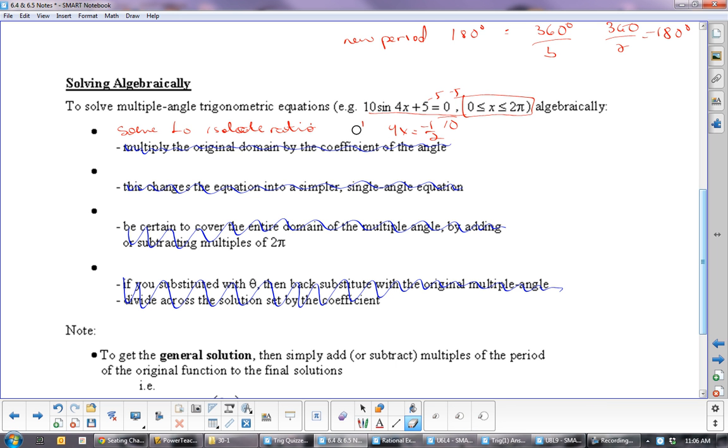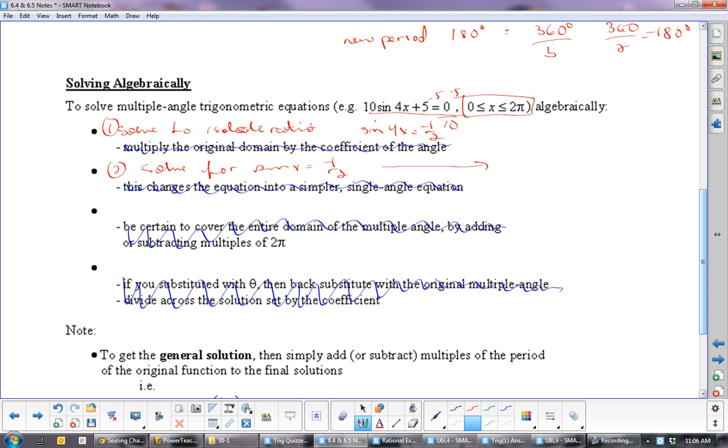Did I just write tan? What are we doing here? Sine 4x equals negative 1/2. Does that make sense? How we got that? Now, the second thing you do is solve for sine x equals negative 1/2.